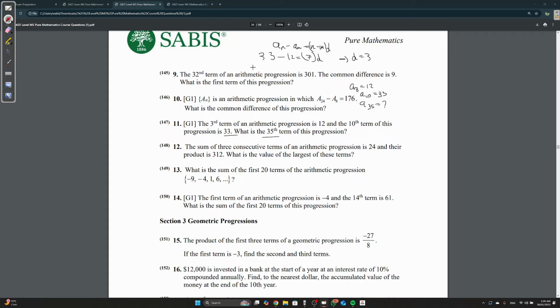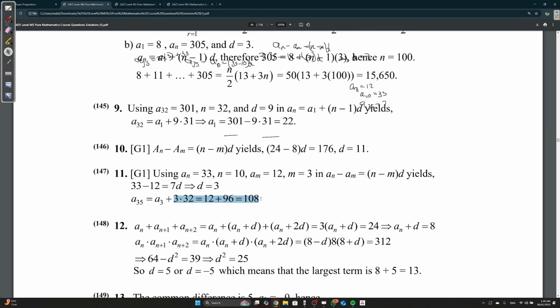Now a35, how do we find it? Using the same formula. a35 minus, let's use a10, is equal to (35 minus 10) d. So you're going to get a35 is equal to 25 times 3 plus a10, so plus 33. So 75 plus 33, which is 108.